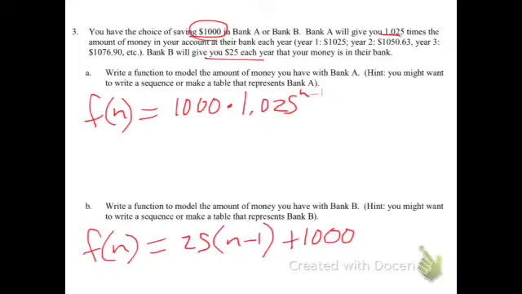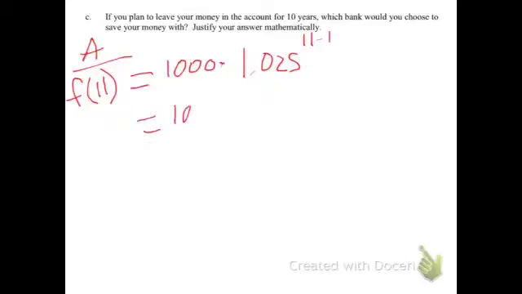Take your function to figure out how much it's going to be after 10 years. Remember, you're going to have to make a little bit of adjustment when you plug in a number here, because the first number in the sequence is year 0, and so you're going to have to plug in 11 because the 11th term of the sequence is the 10th year. And so I'm going to plug in 11. You have to do 1.025 to the 11 minus 1 power. 11 minus 1 is 10.